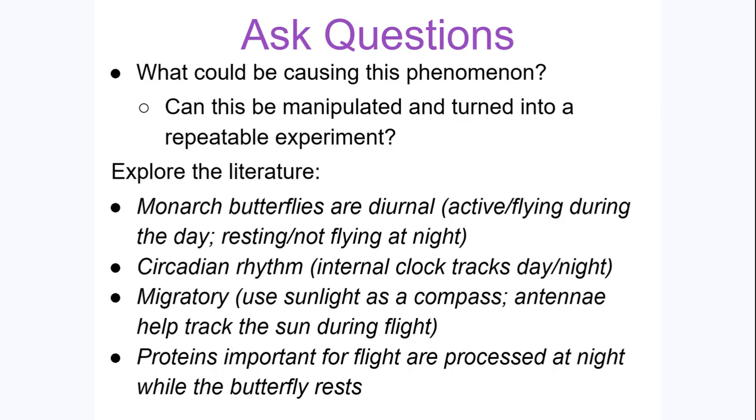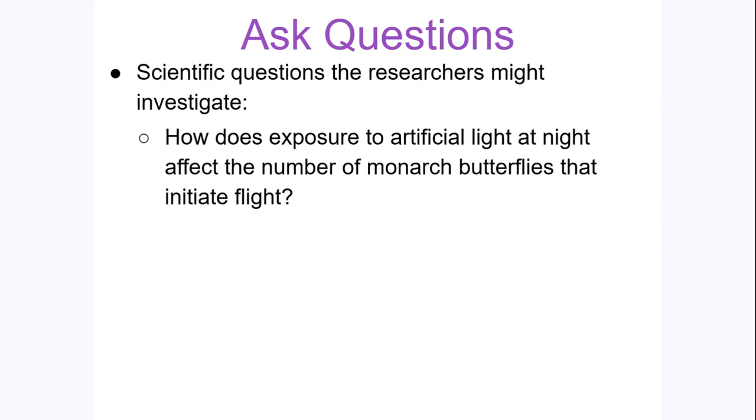We know our body knows when to release hormones because we have internal clocks that tell us it's day or nighttime. They are migratory, so they use sunlight as a compass and antennae, which helps track the sun during flight. And the proteins important for flight are processed at night while the butterfly rests. So, after you've read all the literature, these are the things that you've decided are really, really important to your observation. So, the scientific question that the researchers might ask is, how does exposure to artificial light at night affect the number of monarch butterflies that initiate flight?